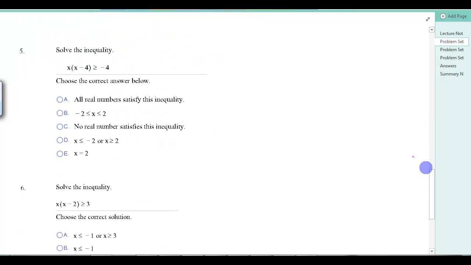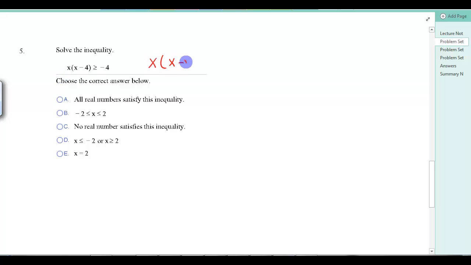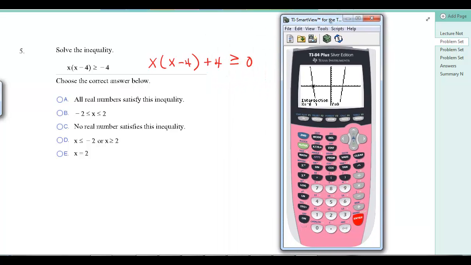All right. Number 5. Okay. You can put this in just like it is if you just add the 4 to the other side. So you don't have to do your distributing. If we put it in like that, we should be good. So let's go over here and let's clear this guy out. And we have x parentheses x minus 4 close plus 4. All right, that should do that. And we hit graph.